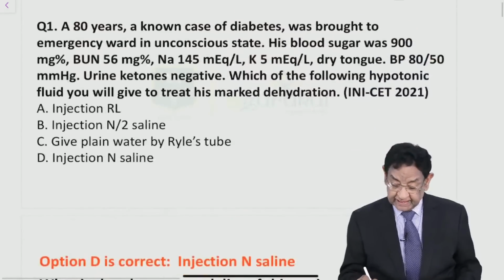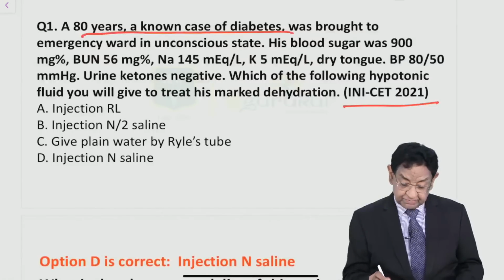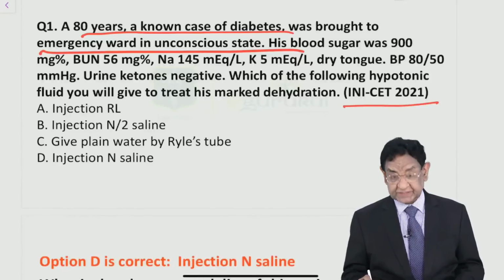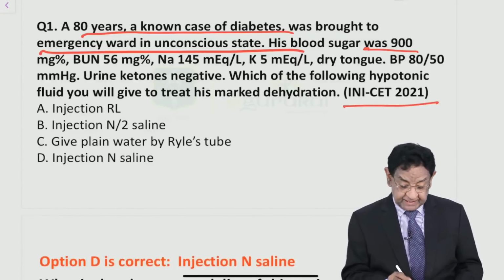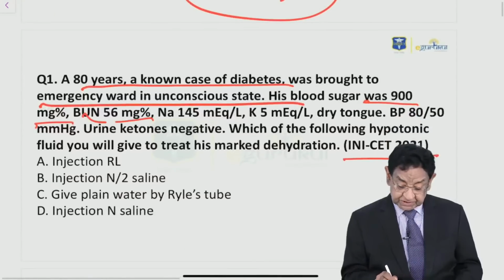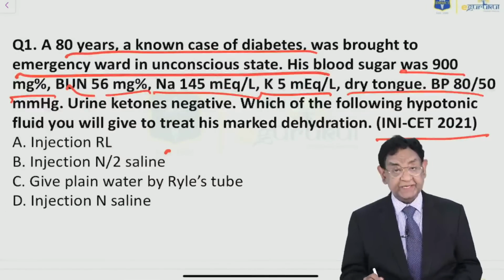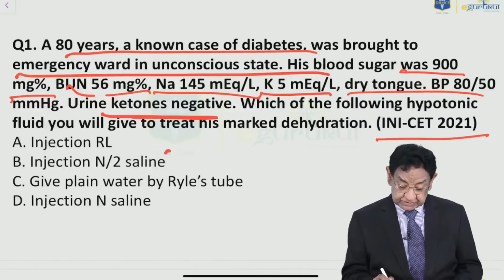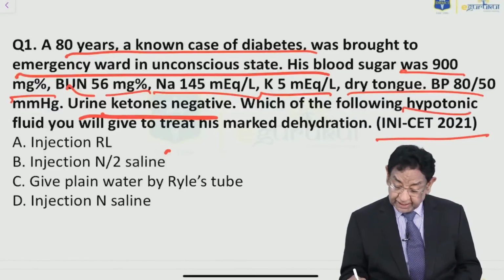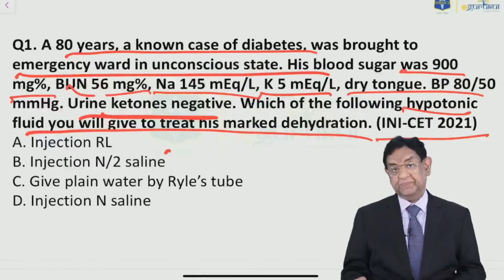This is a question from INI CET 2021. An 80-year-old case of diabetes was brought to the emergency ward in an unconscious state. His blood sugar was 900 mg%. BUN is 56 mg%, sodium 135, potassium 5 milliequivalent per liter, dry tongue, BP is low. Urine ketones negative. Which of the following hypotonic fluids will you use to treat this marked dehydration?